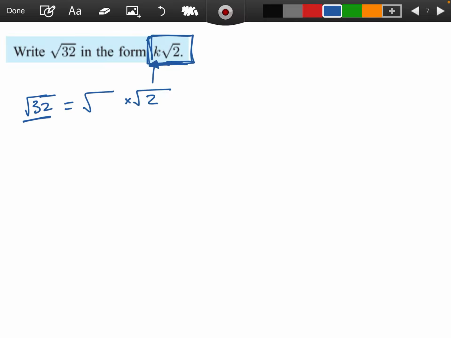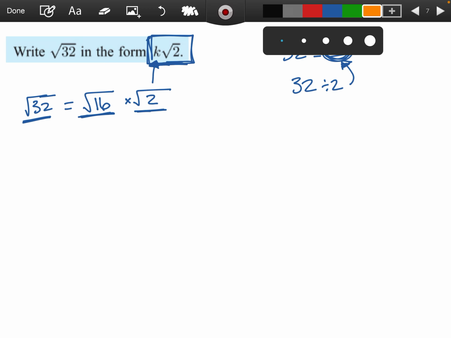So I'm going to rewrite the square root of 32 as the square root of something times the square root of 2. So I'm basically breaking up 32 and going, okay, 32 is equal to something times 2. What is this something? Or I guess you could look at it, 32 divided by 2 gives you that something. Either way you look at it, you're going to put in the square root of 16 here.